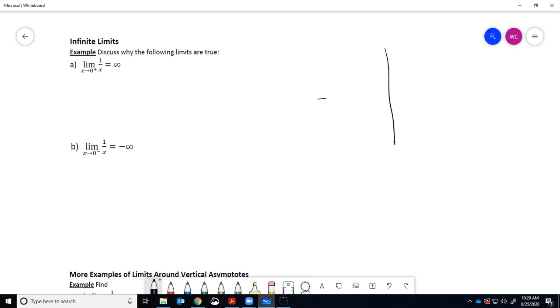So 1 over x, roughly speaking, is a curve in the first quadrant and a curve in the third quadrant. So, very rough drawing, but you get the idea. So this is 1 over x. If you recall, we've already talked about approaching the horizontal asymptote as x goes to plus or minus infinity. What we haven't discussed is what happens as x goes towards 0. Where on this curve would x be approaching 0?